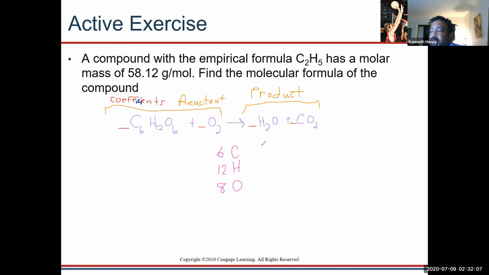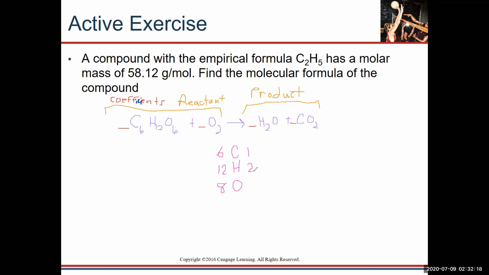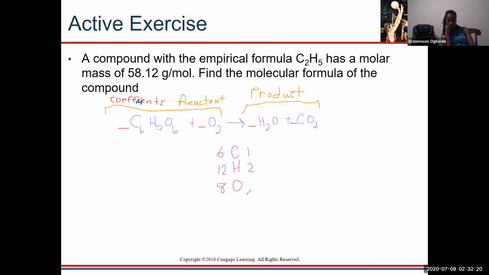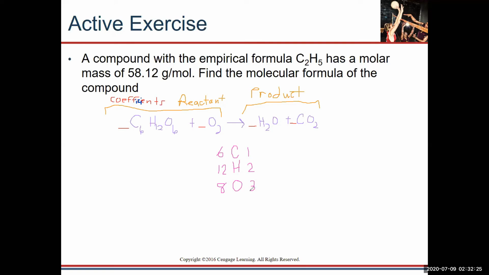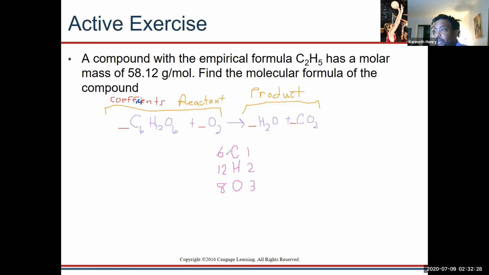What about on our product side? 1 carbon. How many hydrogens? 2. And oxygens? 3. Okay, so now I want you to think really hard on this. Does 6 equal 1? No. Since 6 doesn't equal 1, what do we need to do on the product side to make it so that we have 6 carbons?